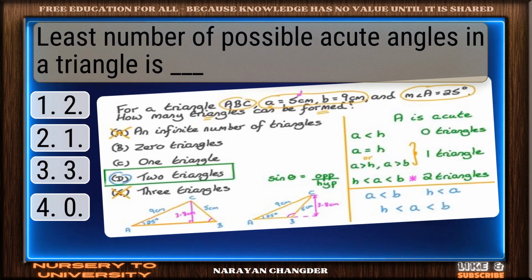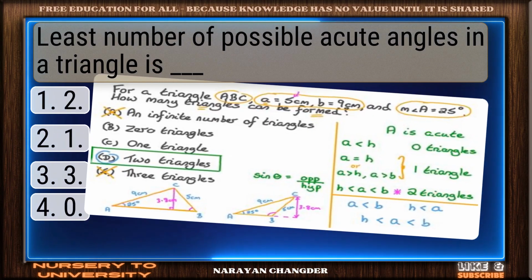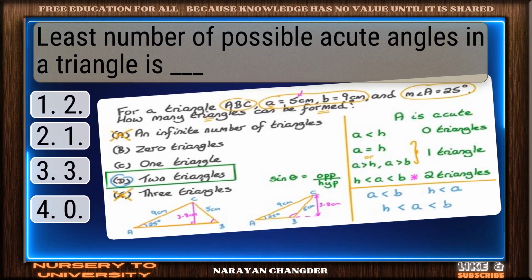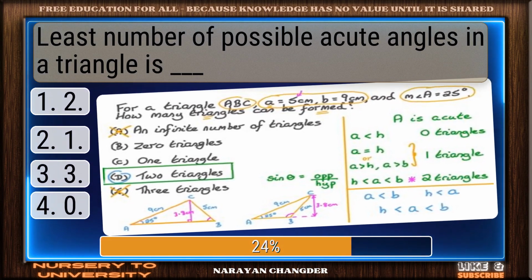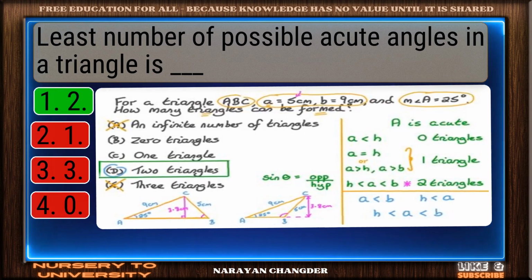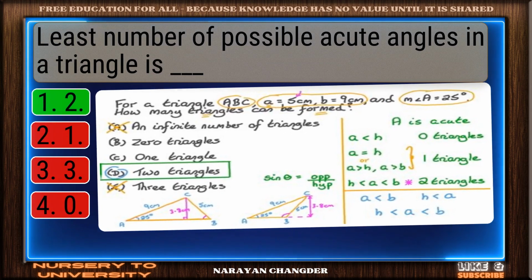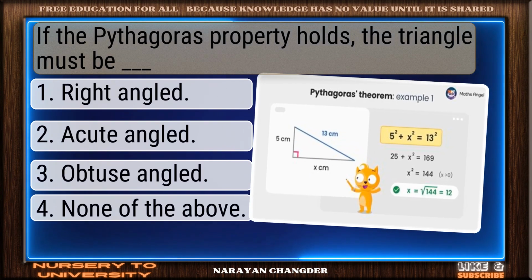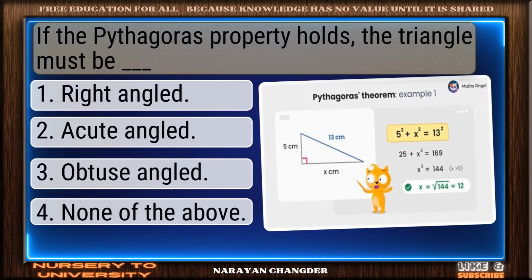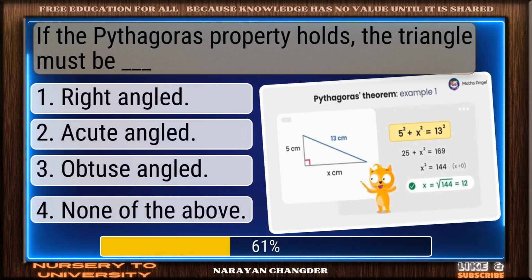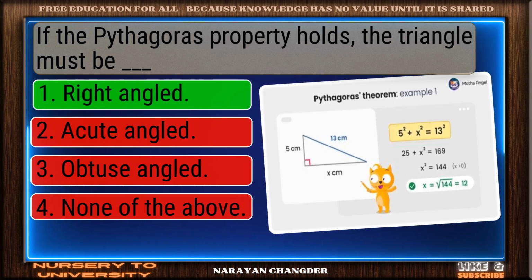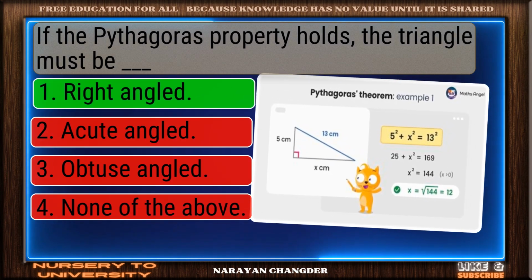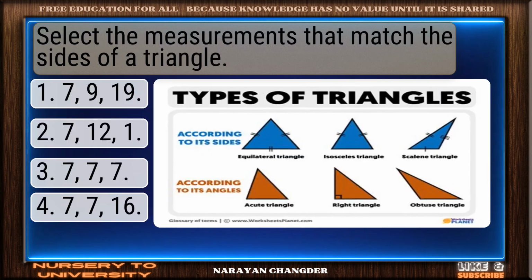Question number 53. Least number of possible acute angles in a triangle is dash. Right choice. 2 is the best answer. Question number 54. If the Pythagoras property holds, the triangle must be dash. Right again. Right-angled is a valid answer.